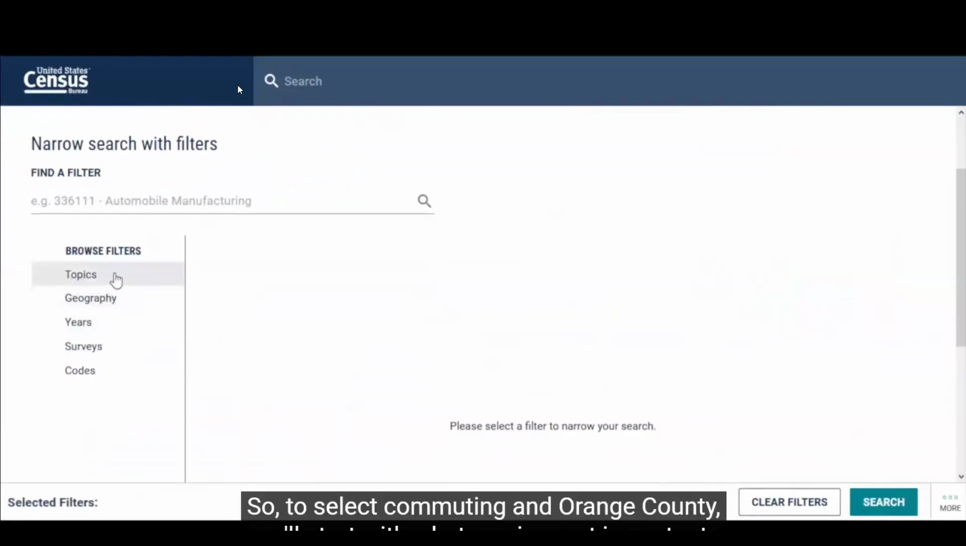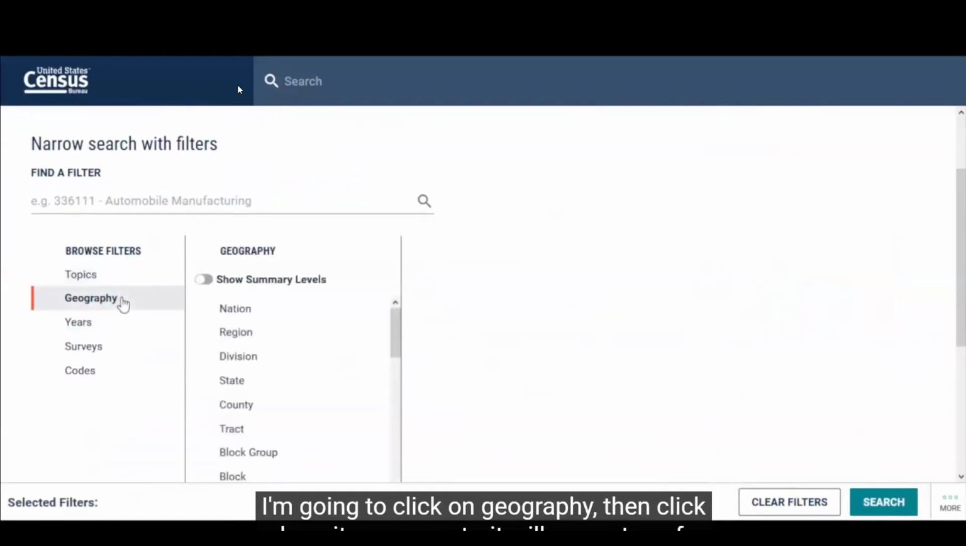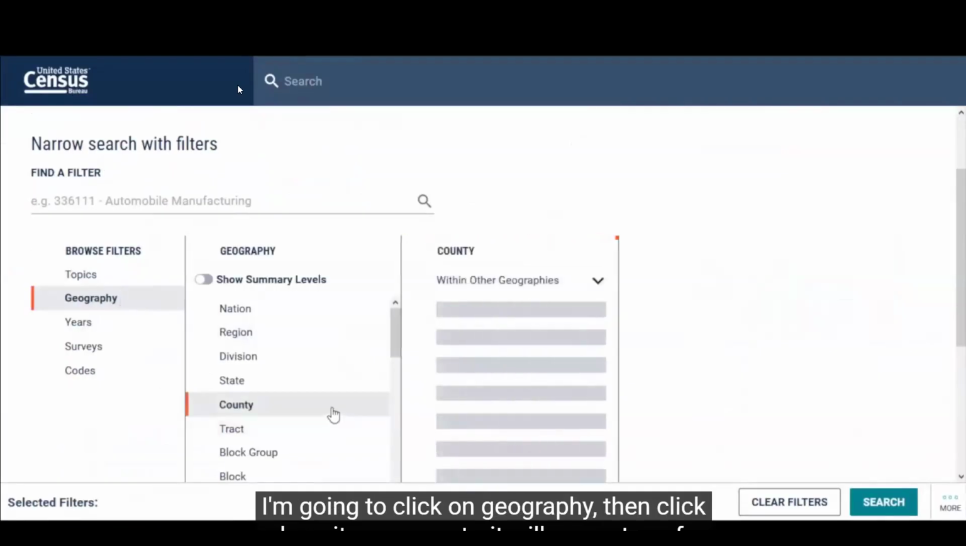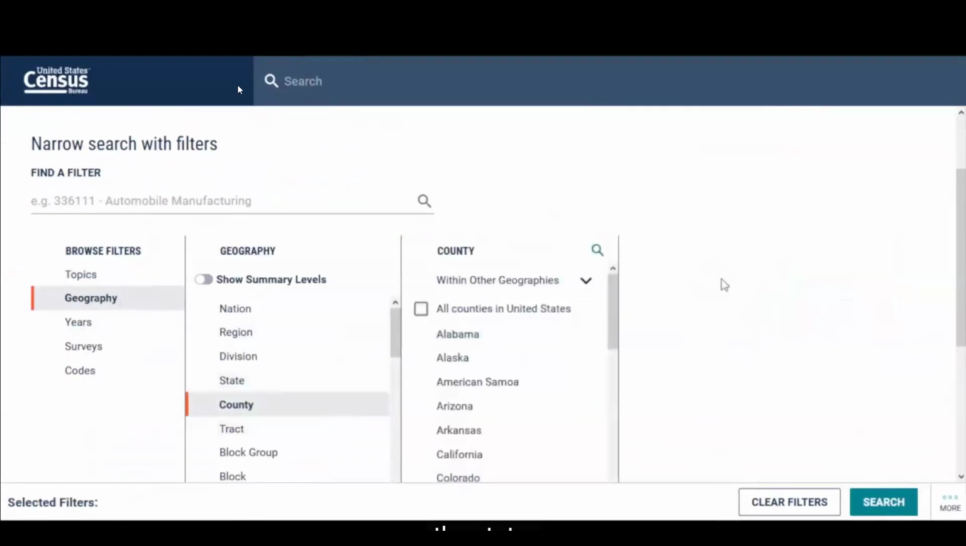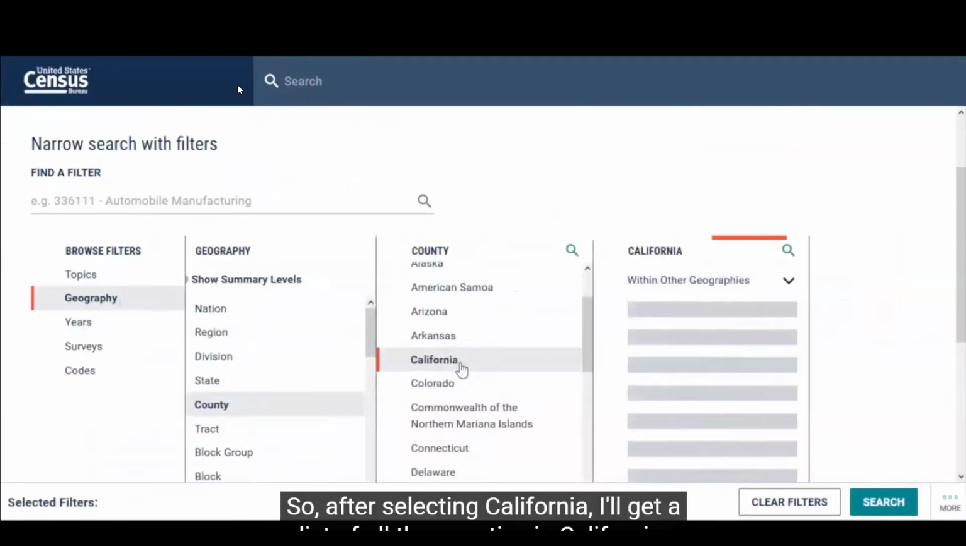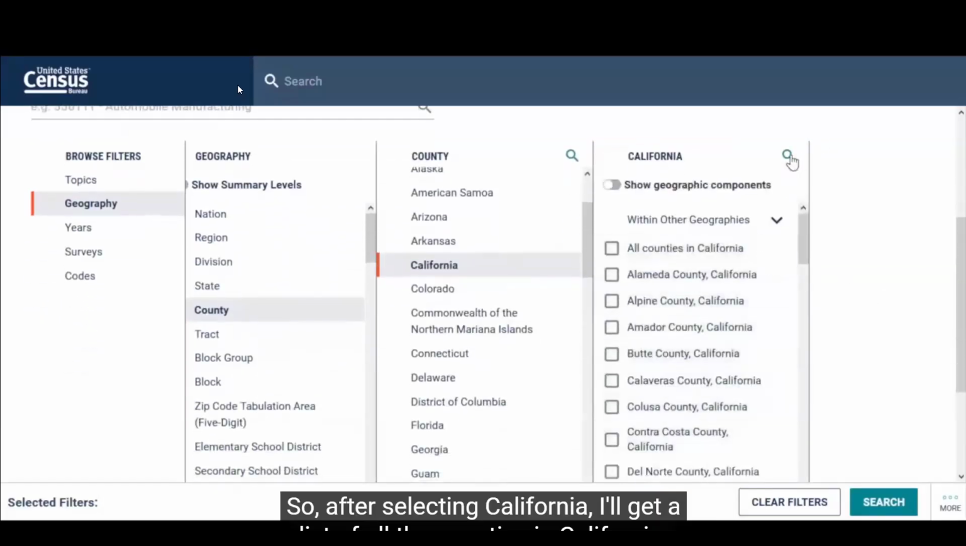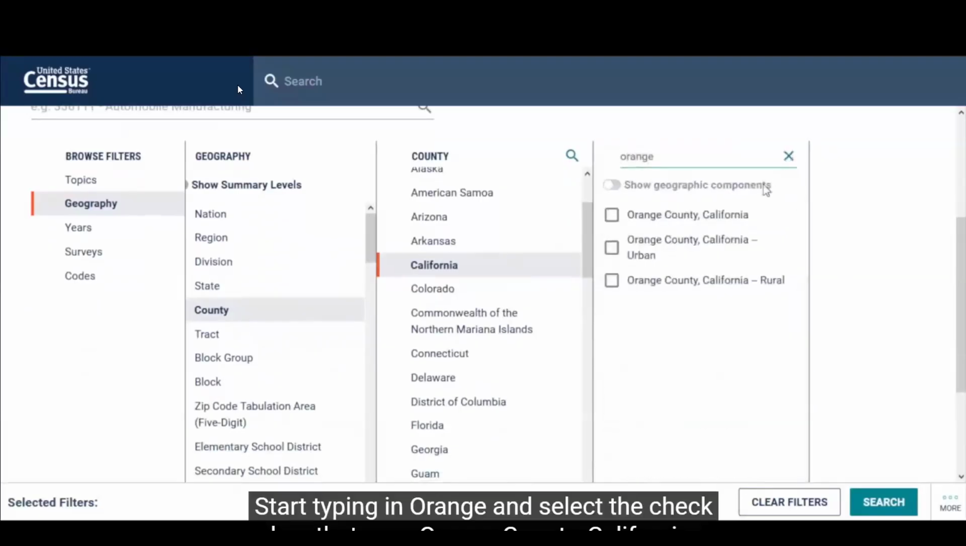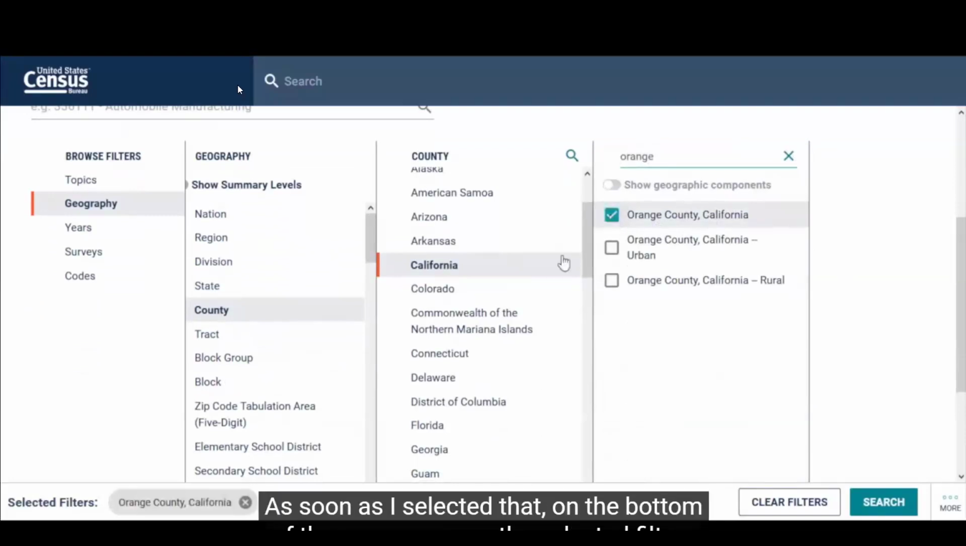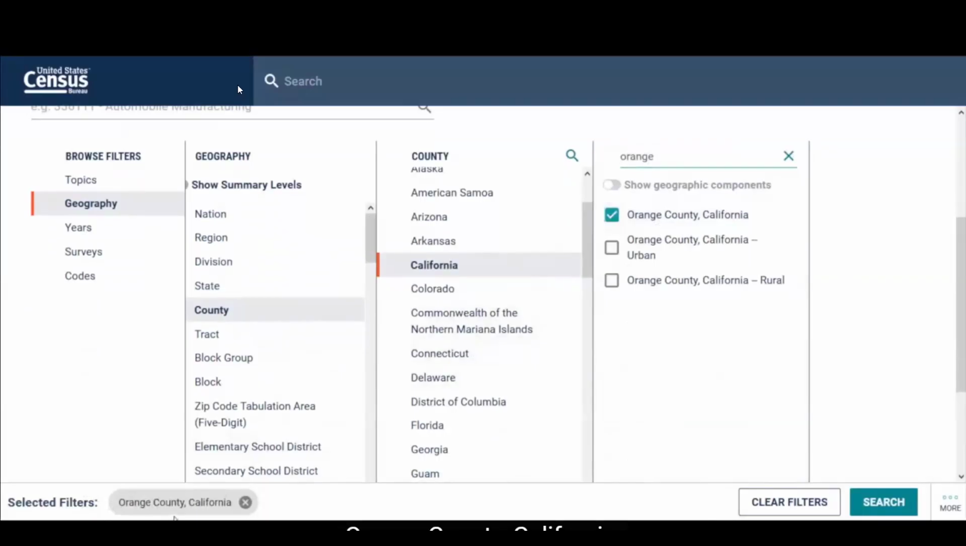So to select commuting and Orange County, we'll start with whatever's most important. I'm going to click on geography, then click where it says county. It will prompt me for the state. So after selecting California, I'll get a list of all of the counties in California. Start typing in Orange and select the checkbox that says Orange County, California. As soon as I've selected that, on the bottom of the screen, we see the selected filters, Orange County, California.